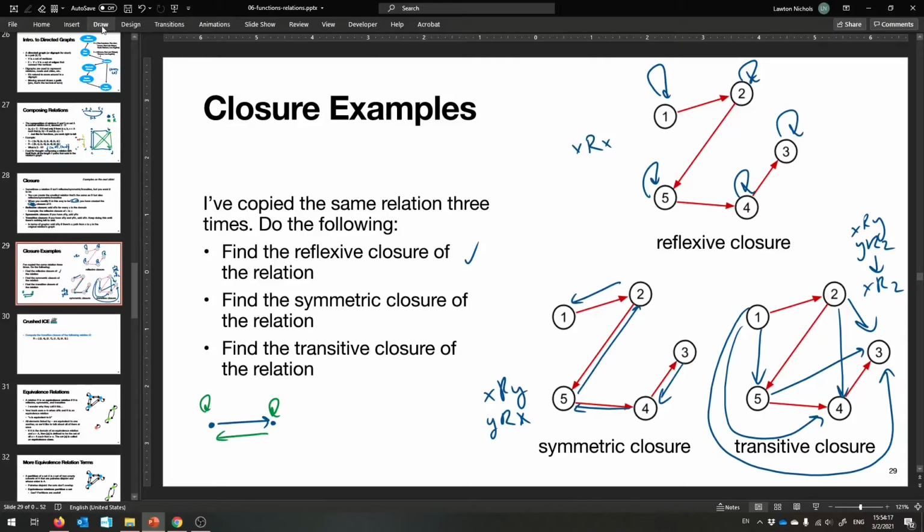So if you do multiple closures, you can get cool looking things. And suddenly I got the reflexive closure for free, which is weird to think about. So yeah, that is closure.